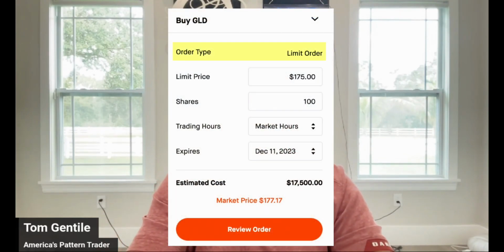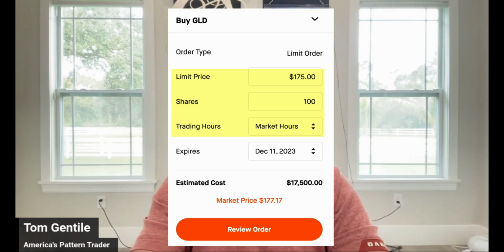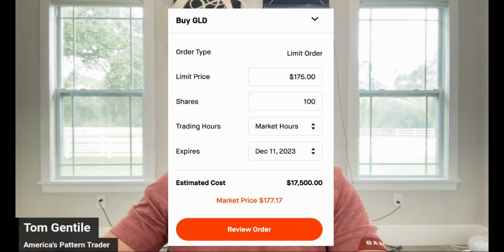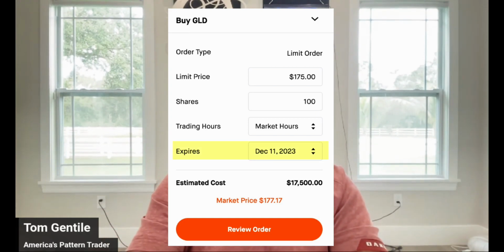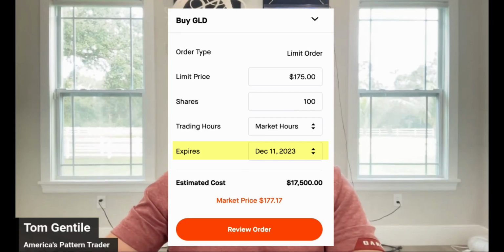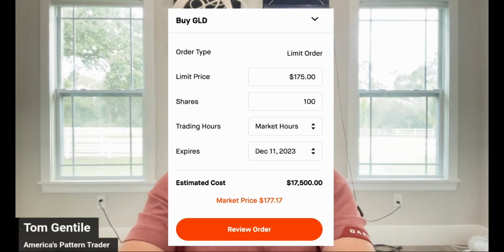Now, if your longer term outlook for gold is bullish, then continue on, because I showed you last week also a limit order that I used with Robinhood. And this is an example of buying if you wanted to set up a trade to buy gold at 175. And you can see there the limit price, the shares, market hours. And this was set up as a GTC, or a good till canceled order. But Robinhood sets it up where it cancels in 90 days if it's not filled. There's a chance I won't get filled on this.